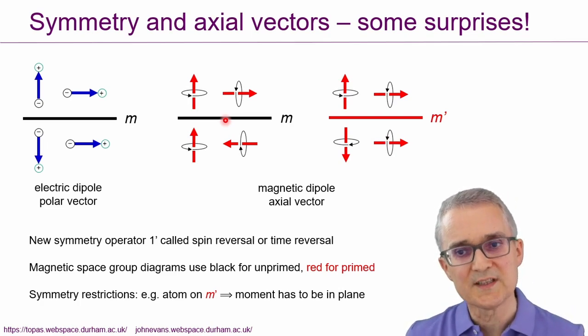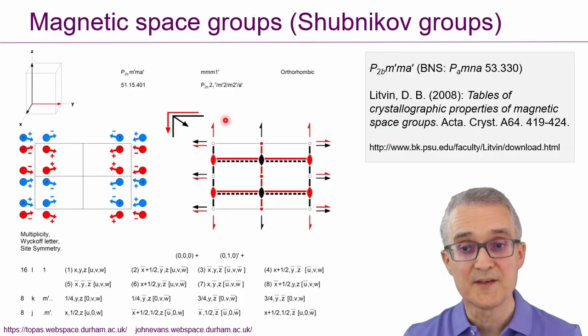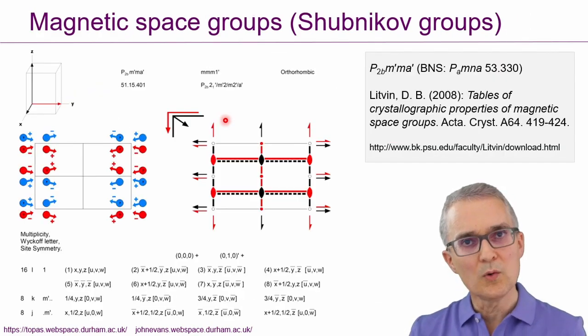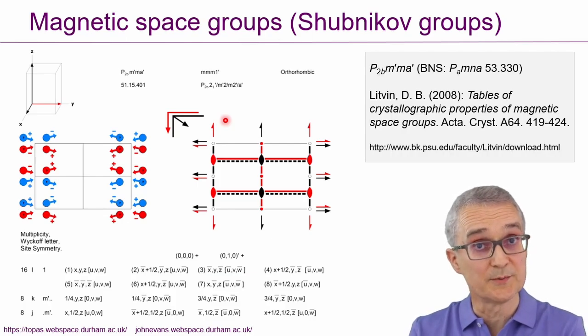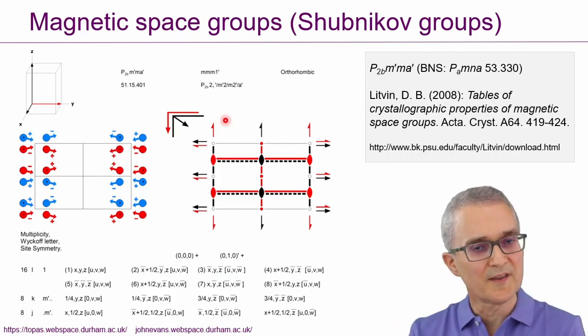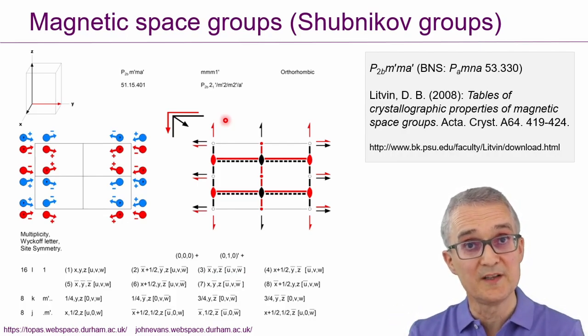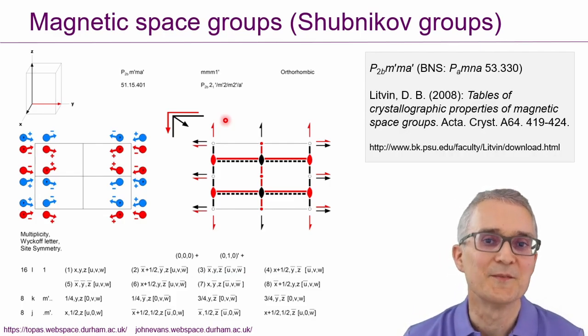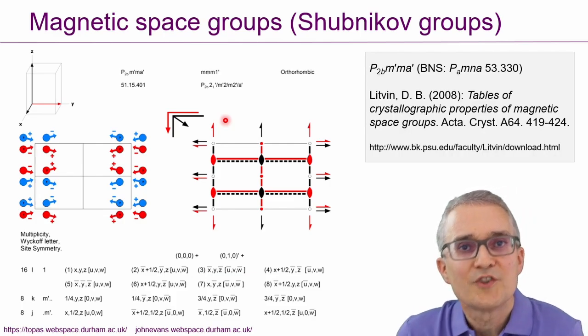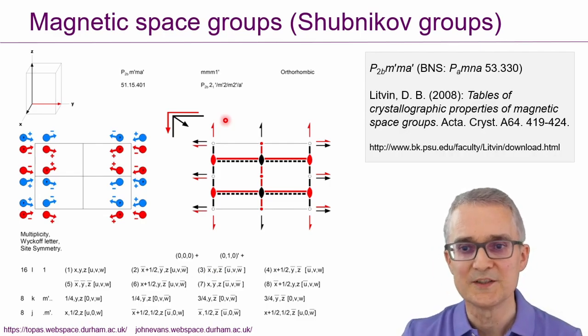So if we want to understand magnetic symmetry, we have to build together all of the ideas of having black symmetry elements and red symmetry elements, ones which involve time reversal. We have to think about the implications of those on spin directions and which spins are allowed. And as you can imagine, life becomes slightly complicated. Fortunately, there are various tools to help us with that.